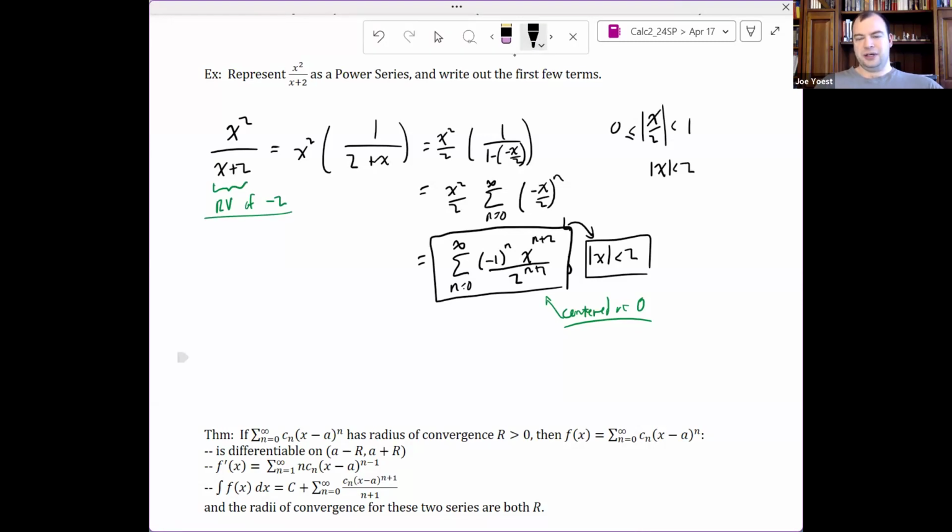Well, for n equals 0, we have -1 to the 0. We have x squared over 2, and then minus x cubed over 2 to the second is 4, plus x to the fourth over 8, minus x to the sixth over 16, and so on. So we get our first few terms. We see it's an alternating series. At least I suppose for positive x, it's an alternating series.